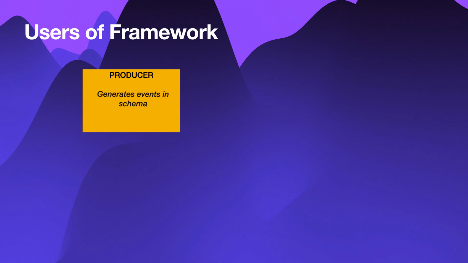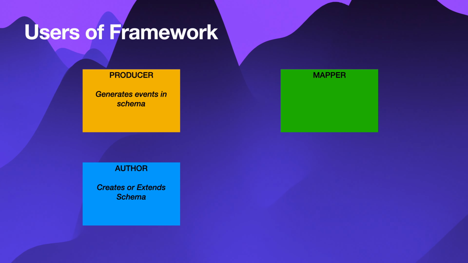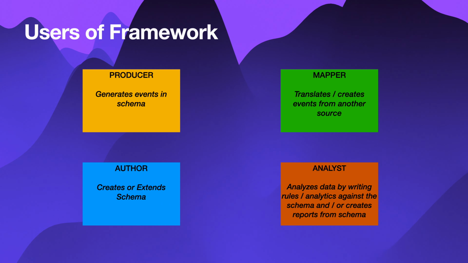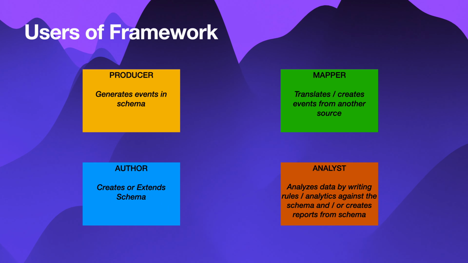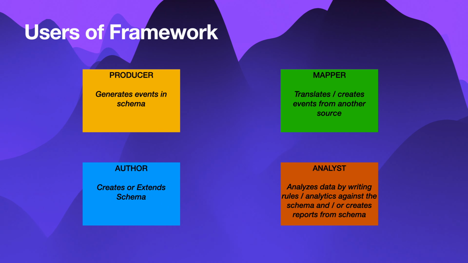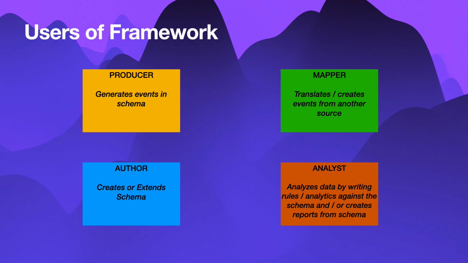In this schema, they have actually defined 4 personas that are also the users of the framework. Personas are also like the hats people could wear, or the vendors could wear, or the organizations could wear. There's a producer, which is basically generating events in the schema, using the schema definition and structure. Then there's an author, which creates and extends the schema. It's like a chicken and egg story: the author creates the schema first, and the producer is using that schema.